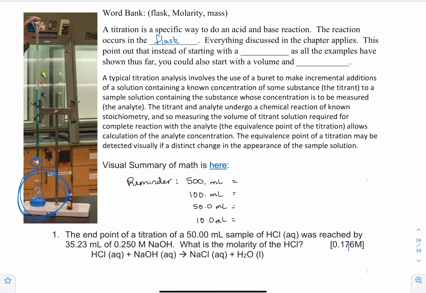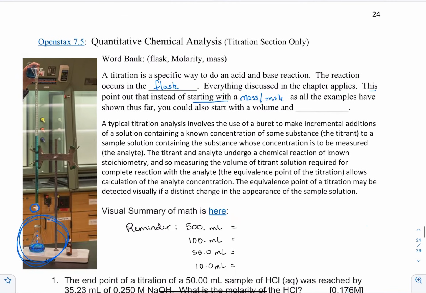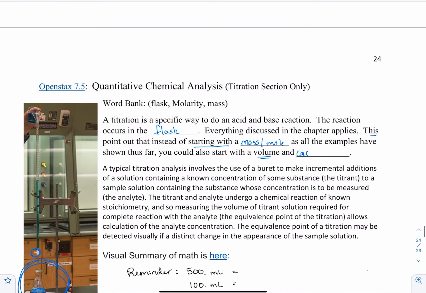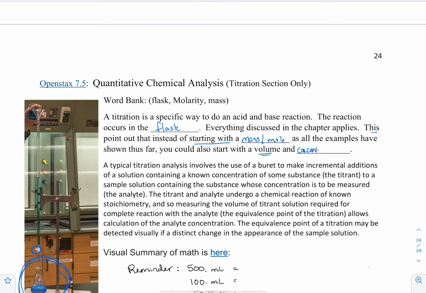So what's different, besides the look of it, is that instead of starting with a mass or a mole, like in the other examples, where it was a gram, mass, or a mole, what you have is that you will start with a volume and a concentration. And it's not just any concentration. You're going to be given molarity.